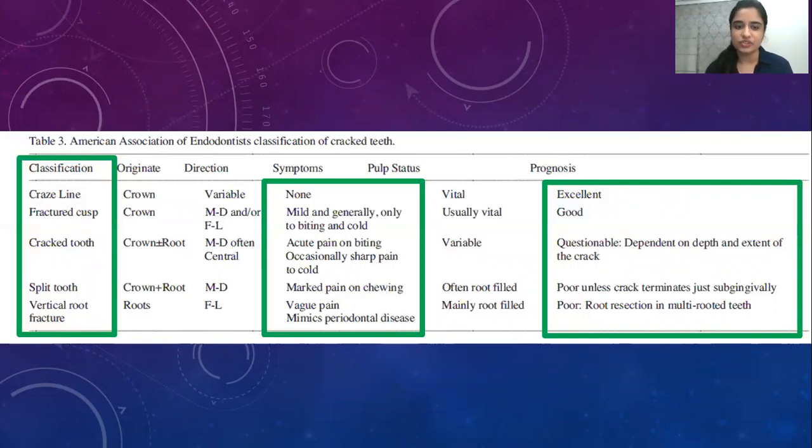If there is a fractured cusp, the patient will have mild or general discomfort only to biting and cold, and the pulpal status will usually be vital. The prognosis in such cases is good.